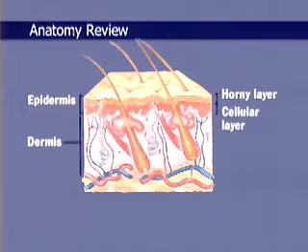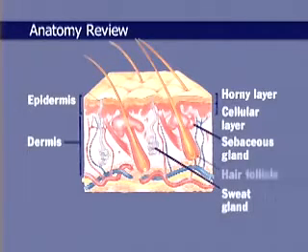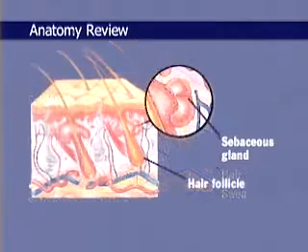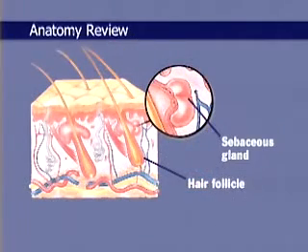The dermis contains connective tissue, sebaceous glands, sweat glands, and hair follicles. The dermis merges below with subcutaneous tissue, or adipose, also known as fat. Sebaceous glands produce a fatty substance secreted through the hair follicles. These glands are present on all skin surfaces except the palms and soles.